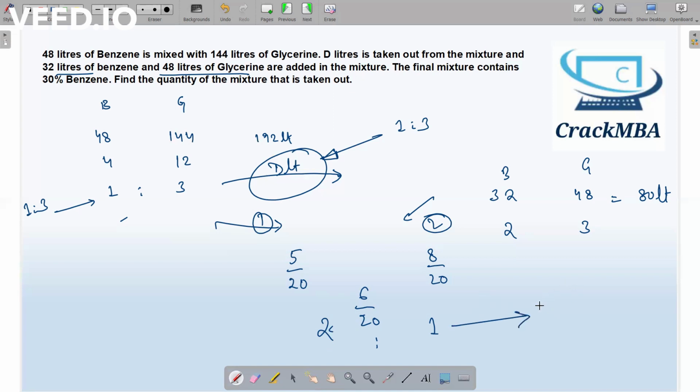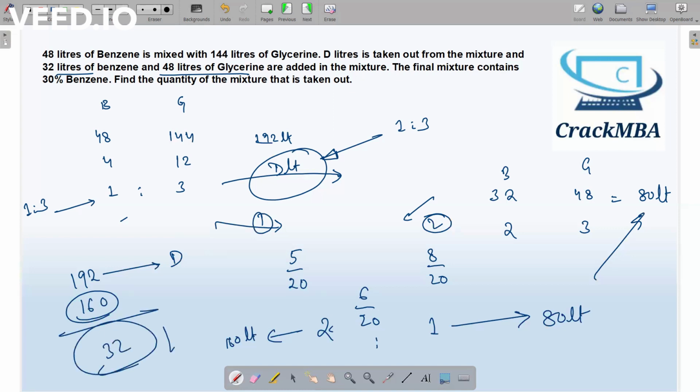This 1 corresponds to how much? 80 liters. So 1 corresponds to 80 liters, and 2 will correspond to 160 liters. So I'm mixing 160 liters of the original solution with 80 liters of the second solution. Initially I had 192 liters here. I have removed D liters and I have got 160 liters. So how many liters have I removed? That is 32 liters, the answer of this question. So D is 32 liters.